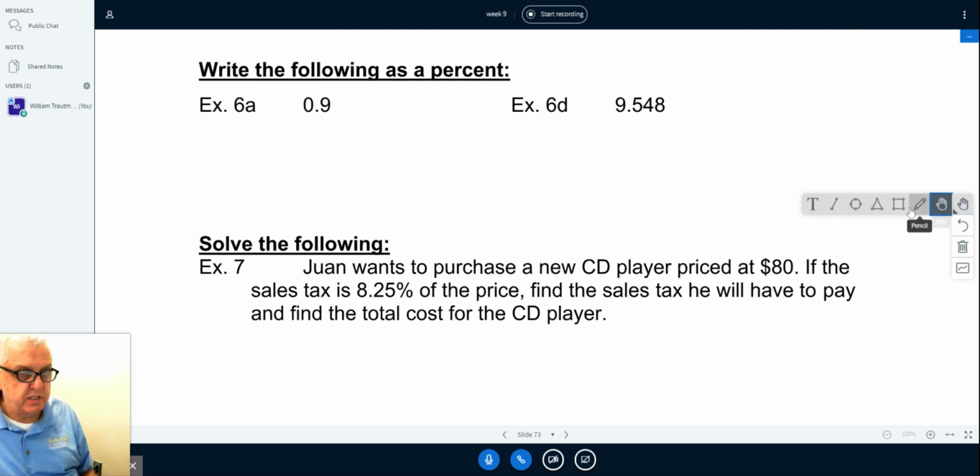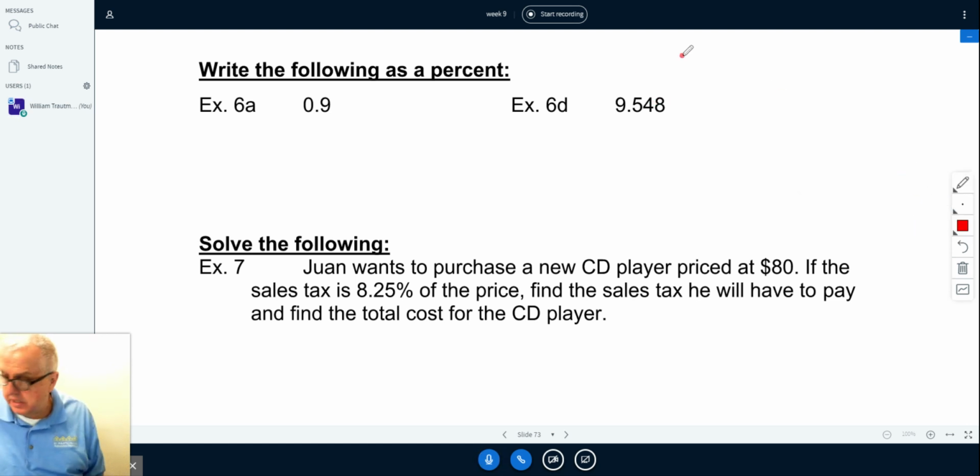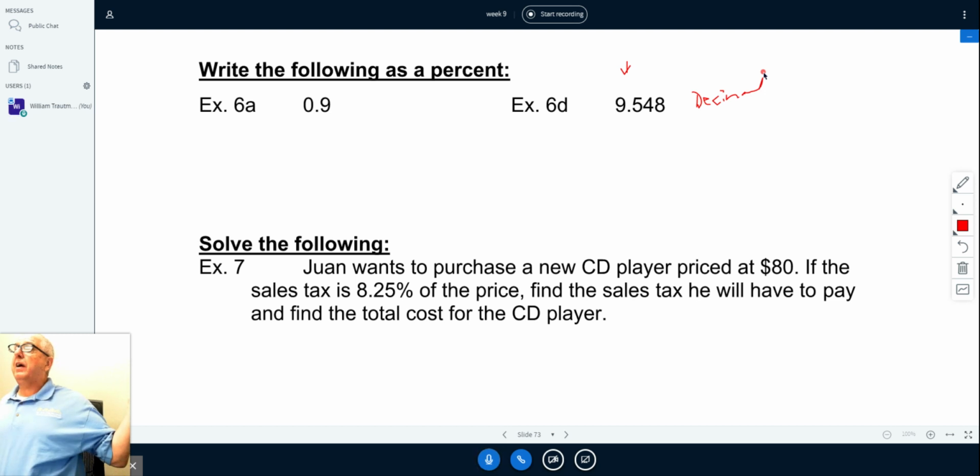I'm going to do one of these. Write the following as a percent. I'll do this one. This is a decimal number. There's no percent sign, so it's not a percent number. It's not a fraction, so it's not a fraction number. So it is a decimal number.